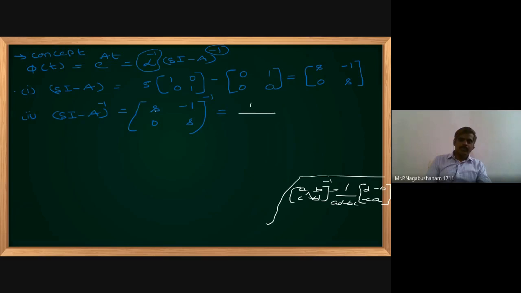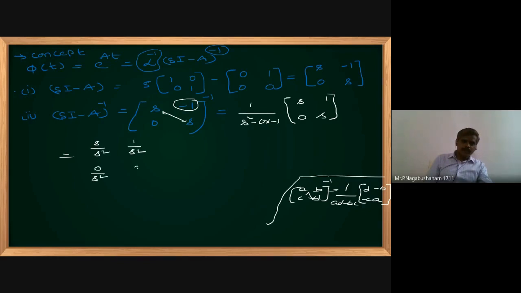Here I'm taking 1 by AD, and AD means s square minus 0 into minus 1. Now we interchange the two diagonal positions and change the sign of this one, so it becomes plus 1; minus 0 and plus 0 are the same. Now we can send the denominator inside: 1 by s square, so we get s by s square, 1 by s square, 0, s by s square. Then it becomes [1 by s, 1 by s square; 0, 1 by s].